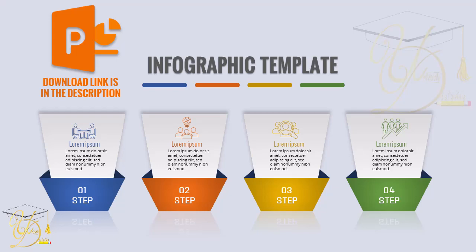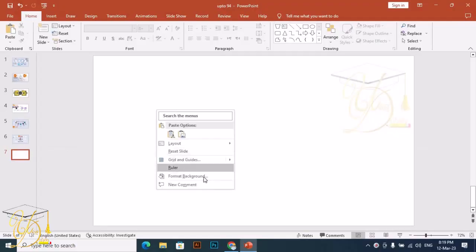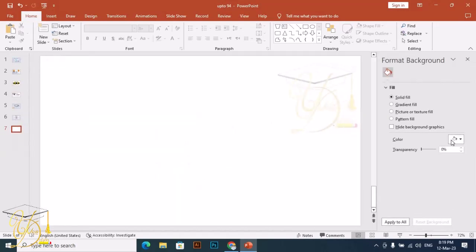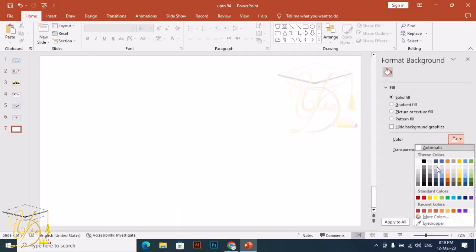In this tutorial, I am going to show you how to design this beautiful infographic in PowerPoint. The keys that I am using during the design, you can see at the bottom bar. Follow these keys and watch the video till the end. Go to Format Background. I am going to give it some different color, and this one.